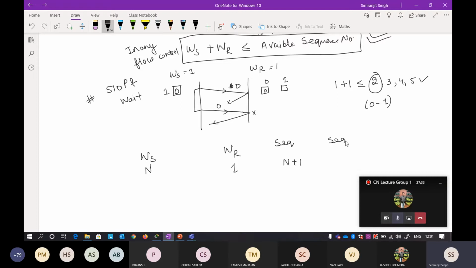Again, for the sequence number bit field, the formula is the same: log to the base 2 of n plus 1, whatever it is, taking the ceiling. I think we have already discussed it.